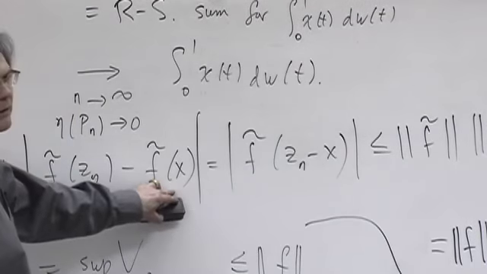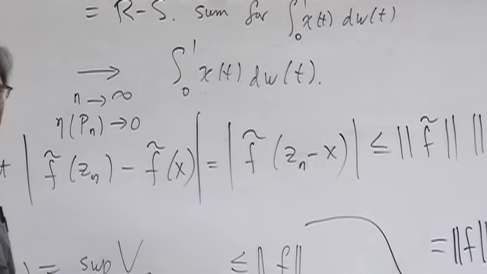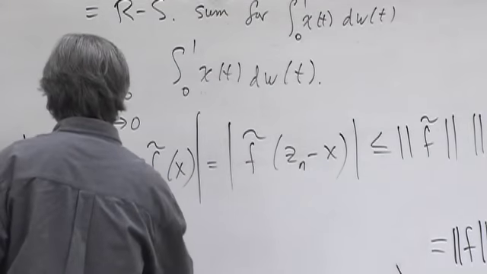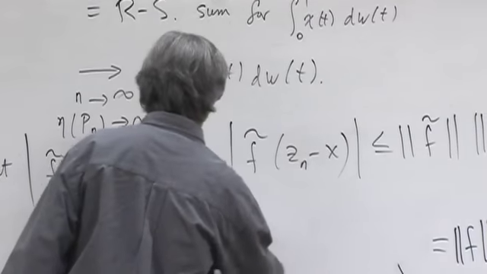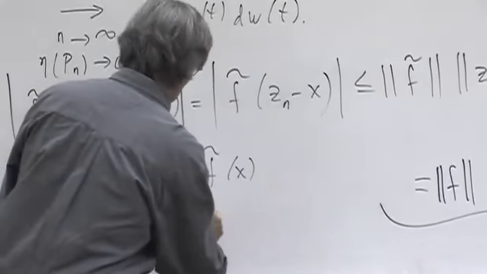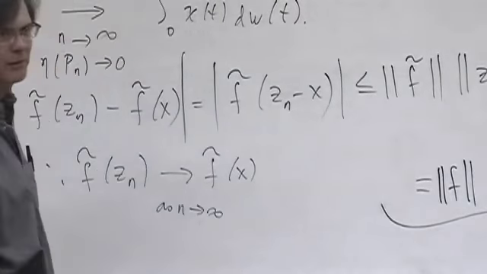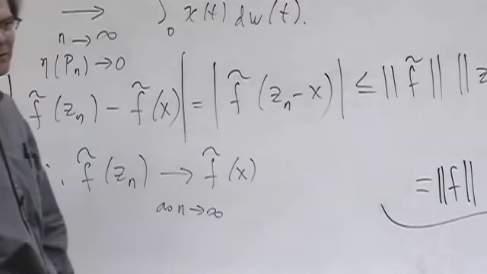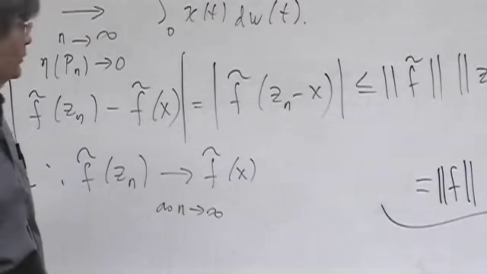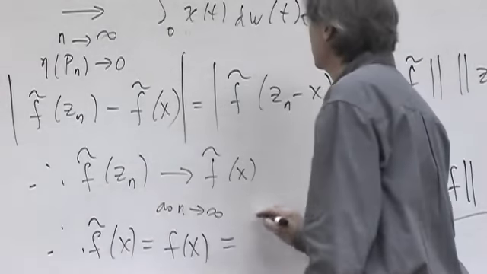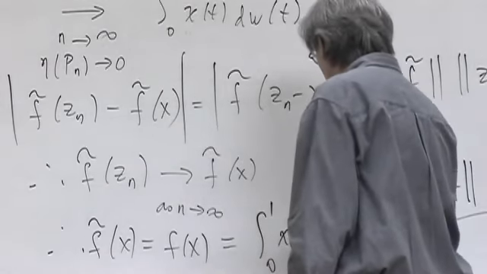This is a fixed number. Therefore, I've identified this number as that number. Therefore, f tilde of Zn goes to f tilde of x, if n goes to infinity. Well, okay, you can't have two different limits. This is just a sequence of complex numbers. It goes to this complex number. The Riemann-Stieltjes integral goes to this complex number, f tilde of x, and therefore they're equal. Therefore, f tilde of x, which is simply f of x by the extension, is equal to integral 0 to 1 x of t dw of t.